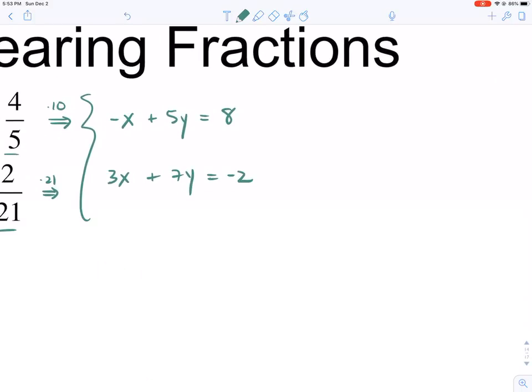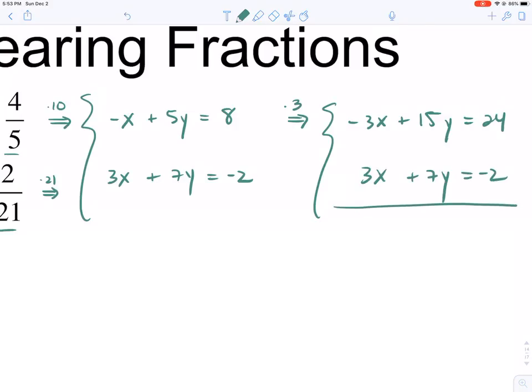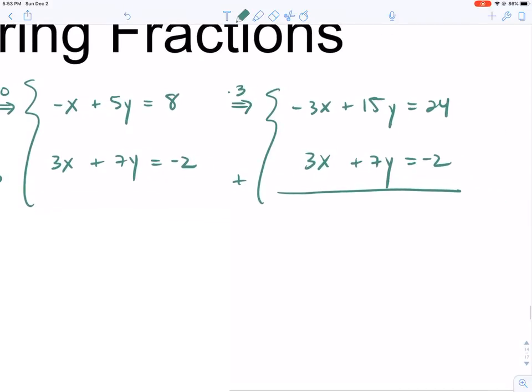Okay, well this looks a lot more manageable. I still don't have coefficients that are opposites of each other, but we're almost there. So I'm going to now multiply the first equation by 3 in order to make the x's have coefficients that are opposites. Okay, so if I add straight down, that'll give me 22y equals 22. You can divide by 22 on each side to get y is equal to 1.